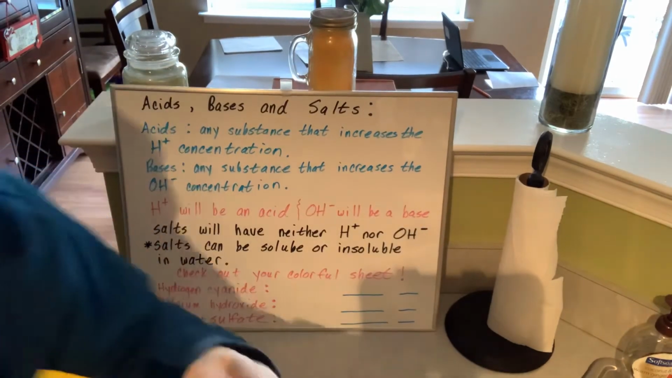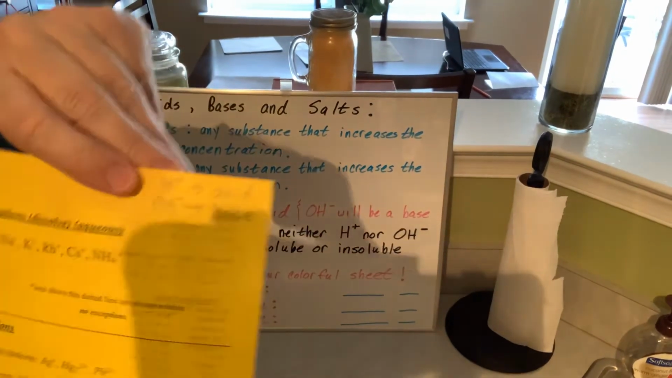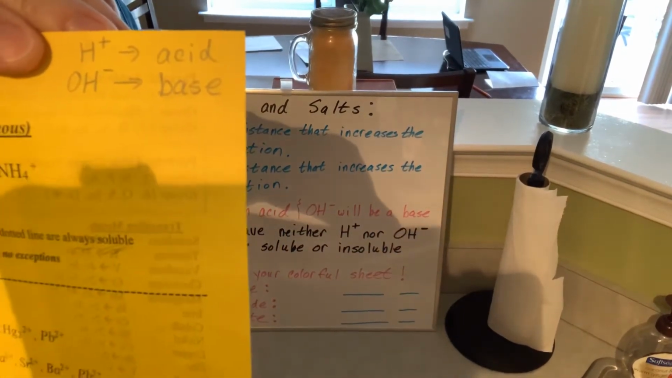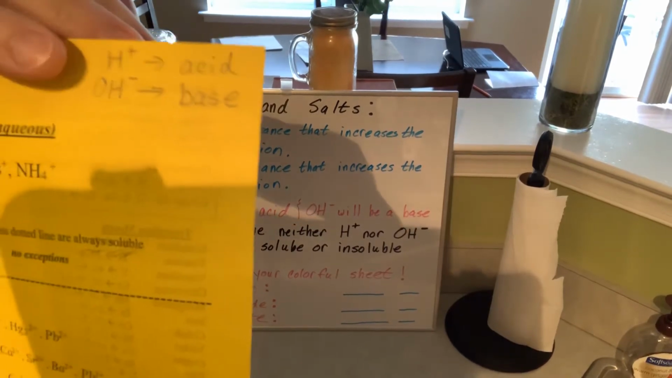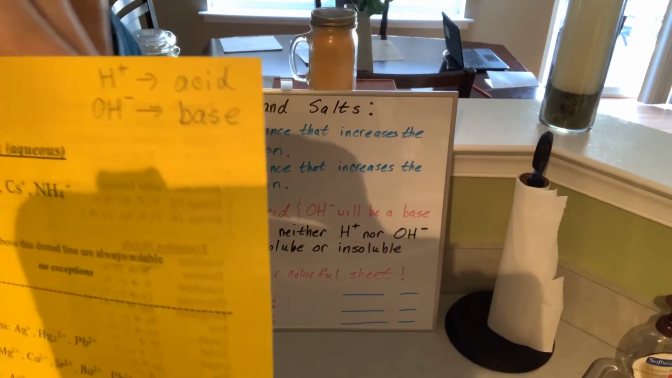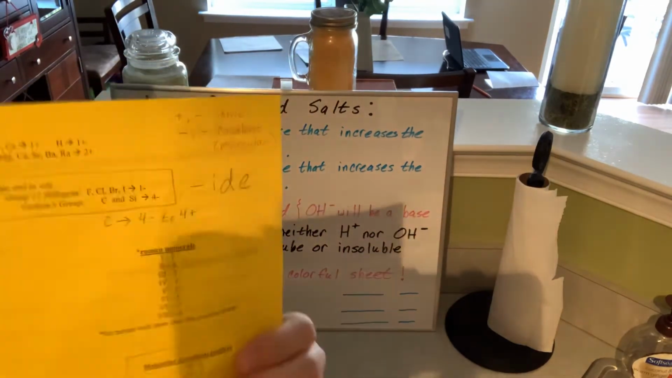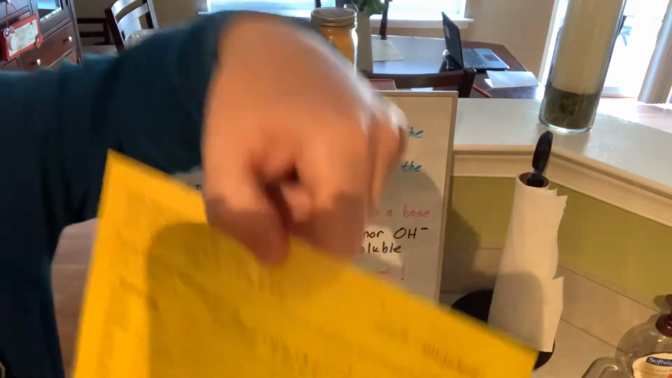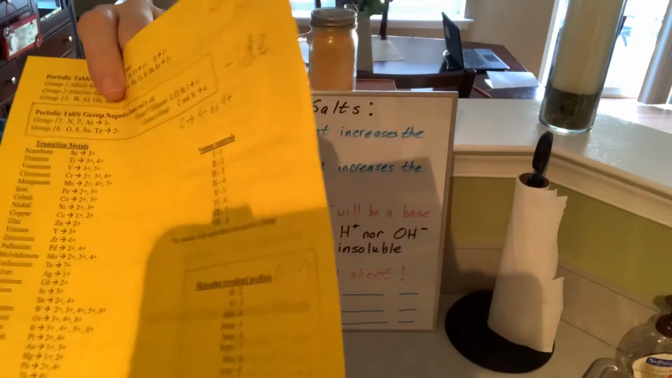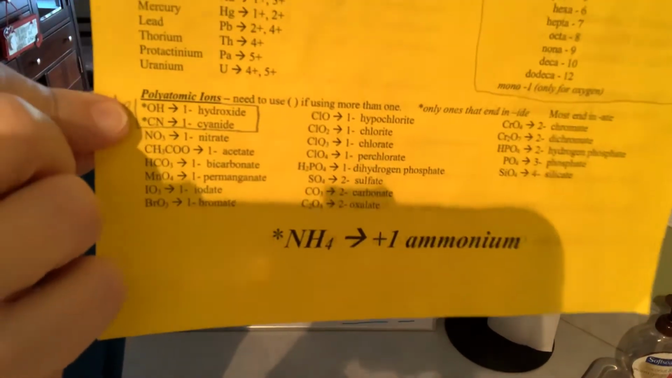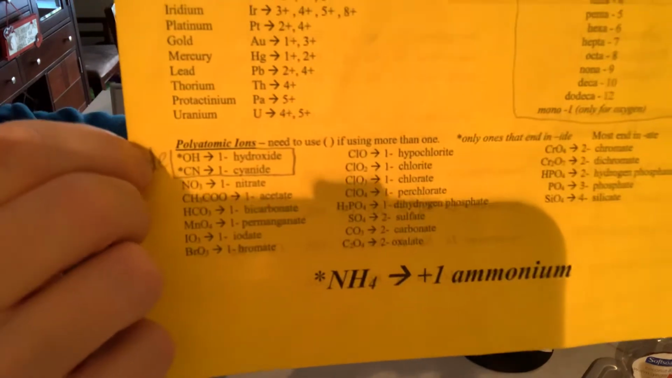And that is, if you have H plus, the substance is going to be an acid. And if you have OH minus, that substance is going to be a base. Now, these two ions are on this side of the colorful sheet also. The H plus is right there at the top, okay? See the H plus one? And then at the bottom is your OH minus. It's the very first one at the bottom. It's a polyatomic ion. The first two, hydroxide and cyanide, are the only two that end in "ide," but they're at the bottom. They're both -1.